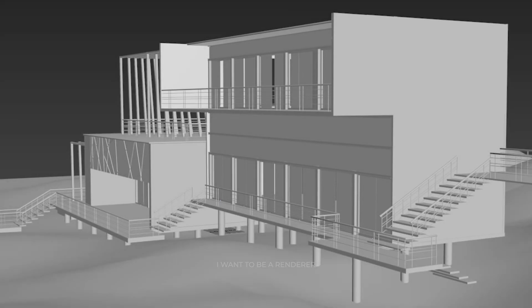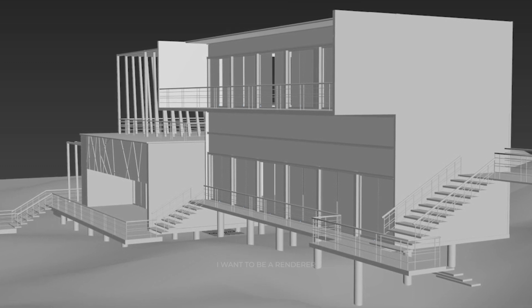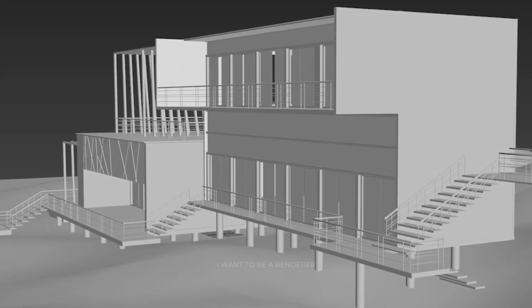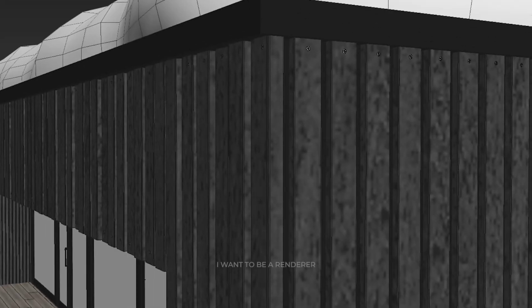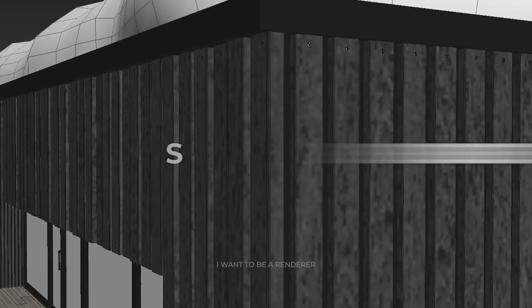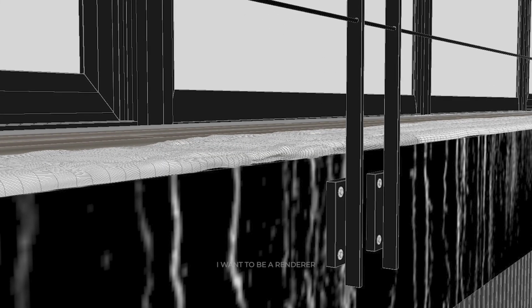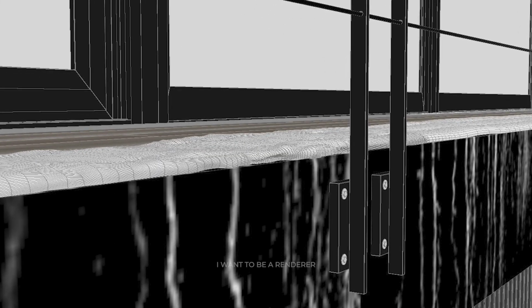From this base model, his contribution was to work on the small details. He used basic modeling techniques: extrusion, insertion, and chamfering. The exterior walls are made of boxes with a small chamfer on the edges. The same techniques just mentioned were used to model the other details.